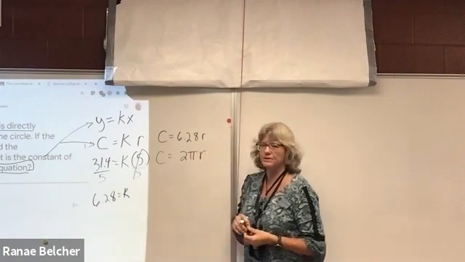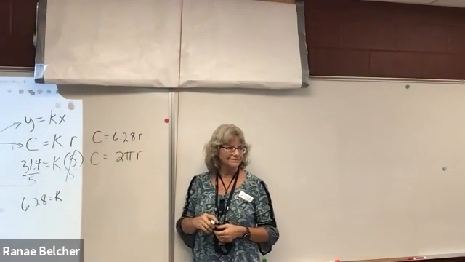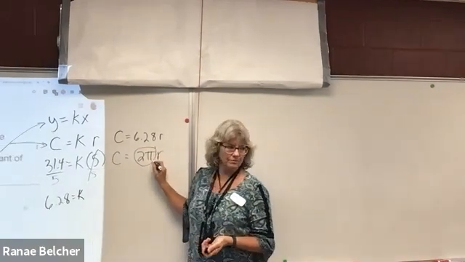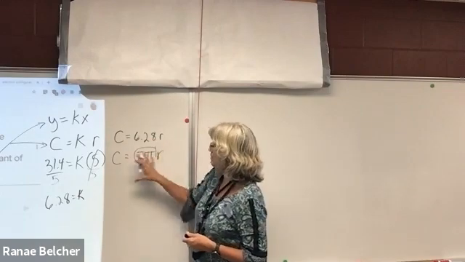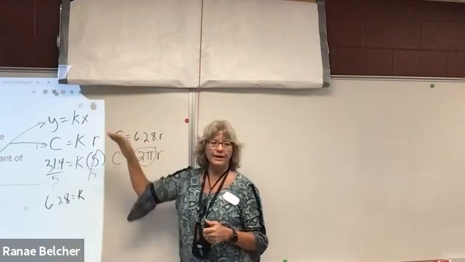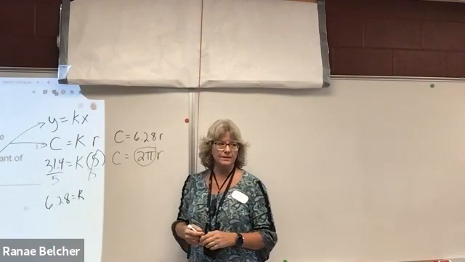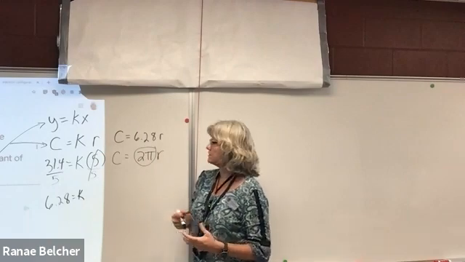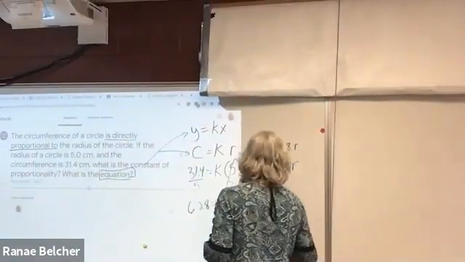So how are these two similar? 6.28 is 2 pi. Yeah, 2 pi. If 1 pi is 3.14, then 2 pi is 6.28. So a lot of these formulas that you already have are direct variation formulas. F equals ma in physics, that's a direct variation where m is your constant of proportionality. So that's just a little review from last week.